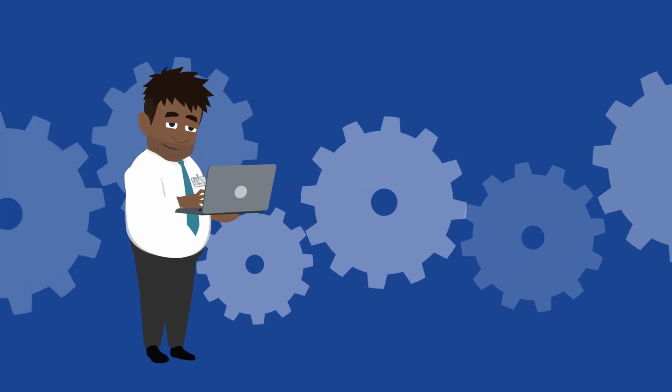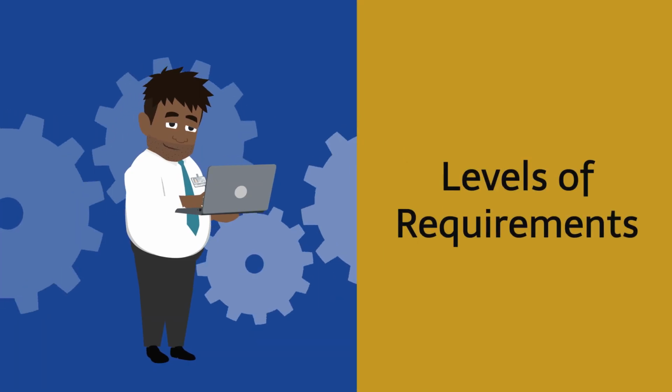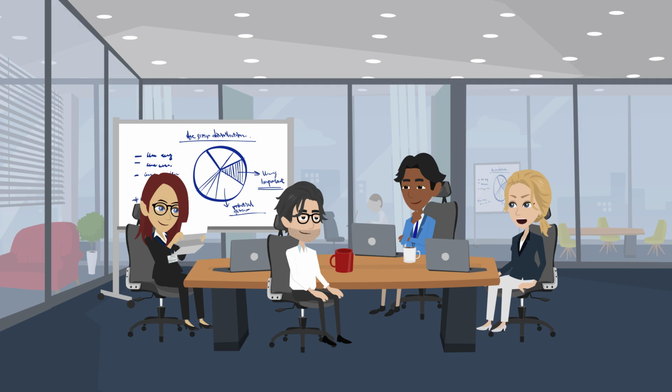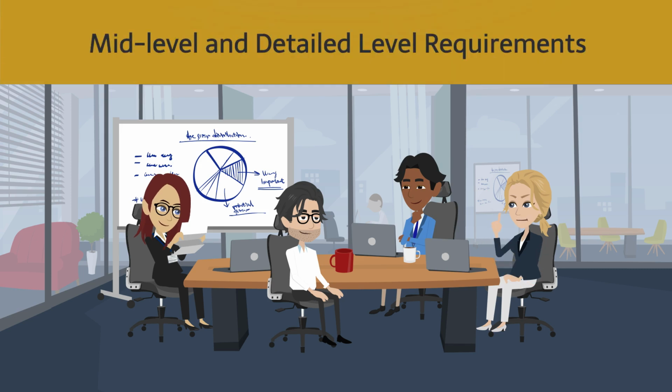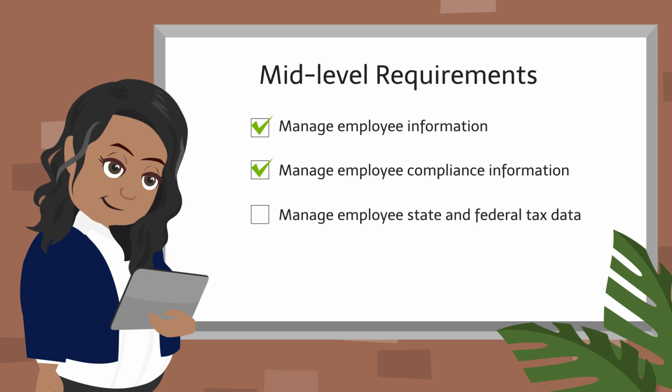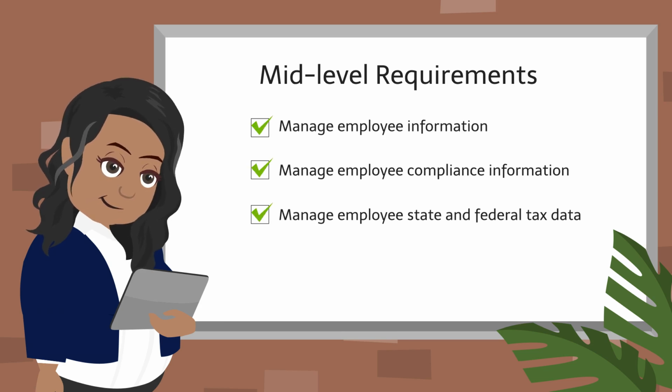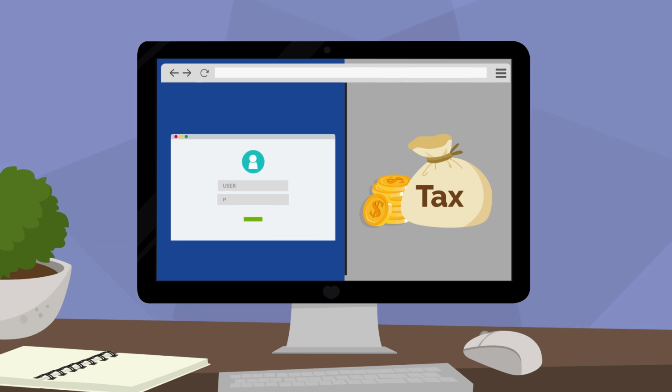Next, let's review how the CSPS project organizes requirements by level. The project uses mid-level and detailed-level requirements to capture and define project needs. Mid-level requirements generally define what a system should do to meet a business objective. For example, the system shall provide functionality to manage employee, state, and federal tax data.